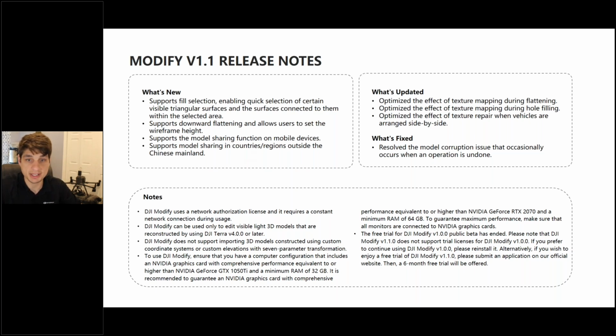You get 60 gigabytes of storage, and we'll show you in a minute how to send a simple URL and have clients look at your 3D models of terrain. We do also have a new fill selection tool and a new downward flattening. We also have updated some texture mapping and texture repair that we'll walk through as well.